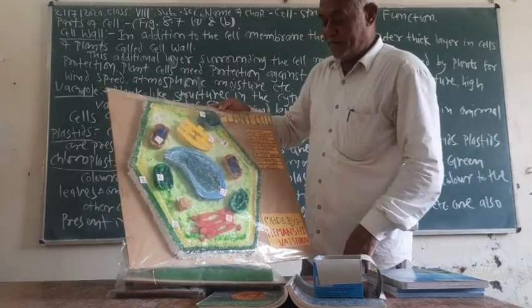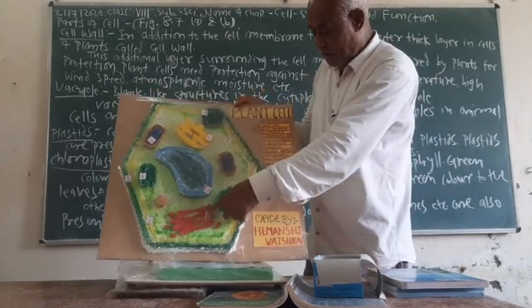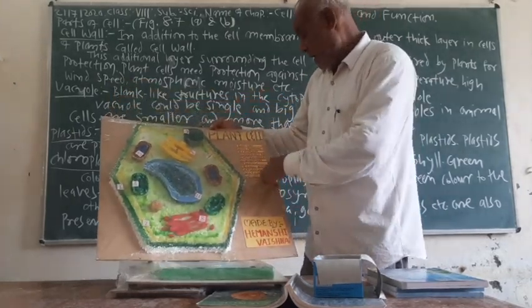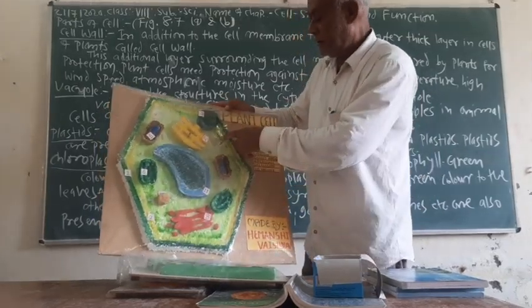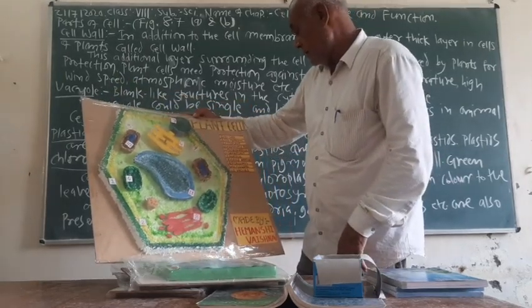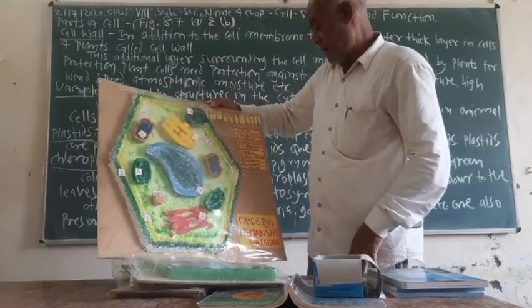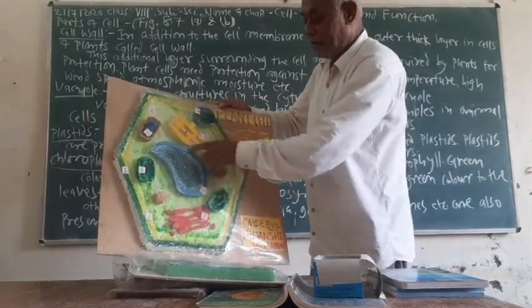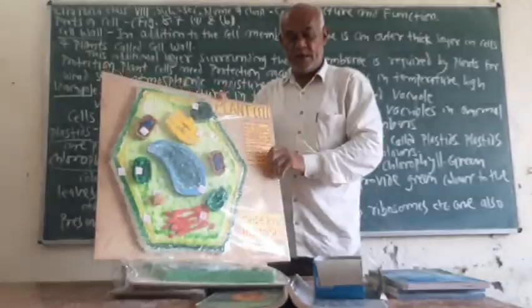Number 8 is the Golgi apparatus or Golgi body. Number 9 is ribosomes. Number 10 is lysosomes. And number 11 is the vacuole. And this is the plant cell.